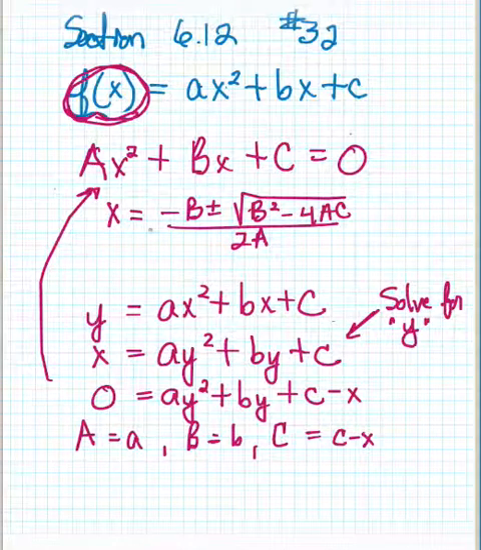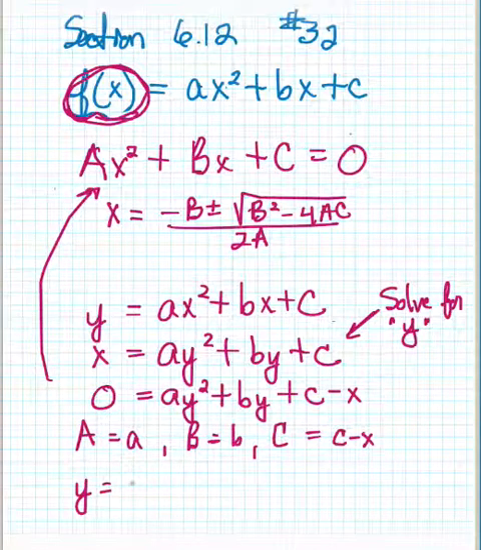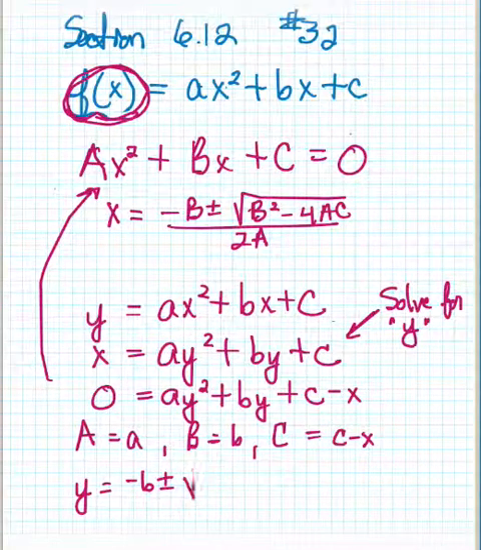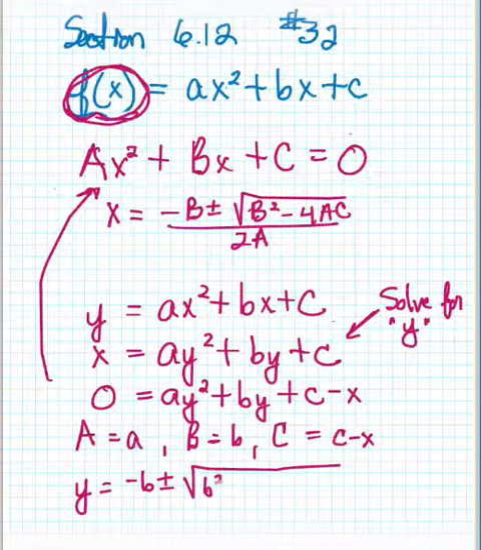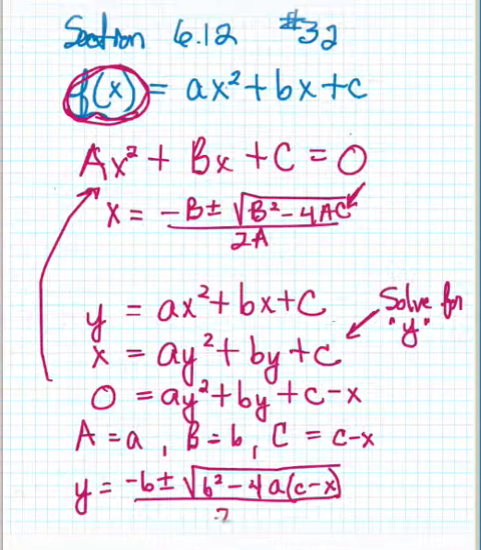So when I solve this, I can do this. Now this means that y is going to equal the opposite of b, plus or minus the radical of b squared minus 4a, and now again, because capital A is little a, capital B is little b, that's fine, but capital C up here is c minus x, all over 2a, and there it is.